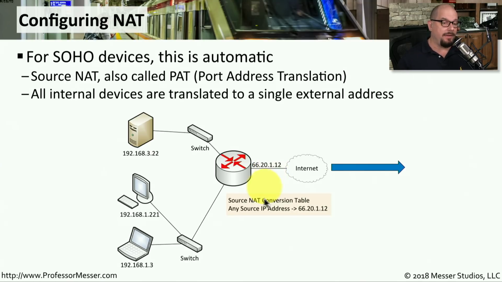This means that you're able to have tens, hundreds, or even thousands of devices on your internal network, but to the internet, it all looks like one device. Your devices internally don't have to do anything to take advantage of this NAT. For example, if this device at 192.168.3.22 were communicating out to the internet, when it hit your SOHO router, that router would translate your internal address to look like an external address, such as 66.20.1.12. And any device that receives this traffic on the internet sees the source IP address as this external NATed address instead of your internal IP address.